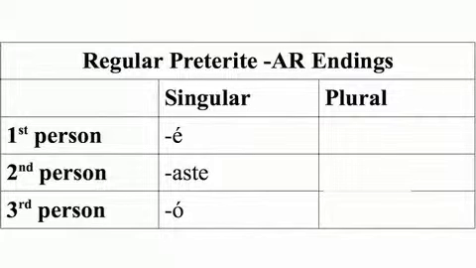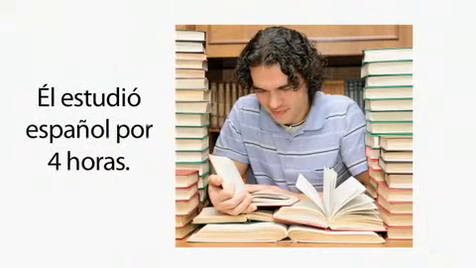For él, ella, and usted, you'll add the letter O with a tilde above it. Él estudió español por 4 horas. Now, it is very, very important to remember those tildes, because not only do they tell you how to pronounce the word correctly by putting the emphasis on the last syllable, but in the written form, they show the reader the difference between the present and preterite tense.